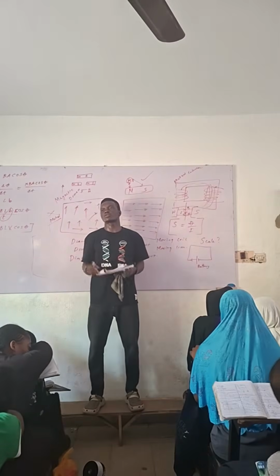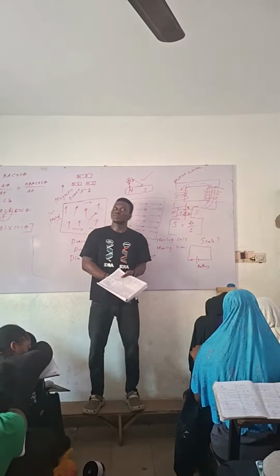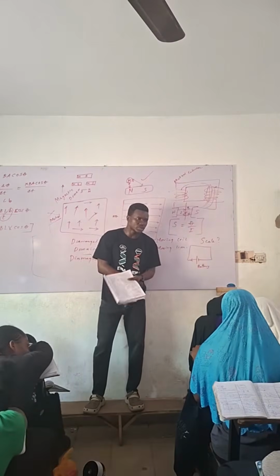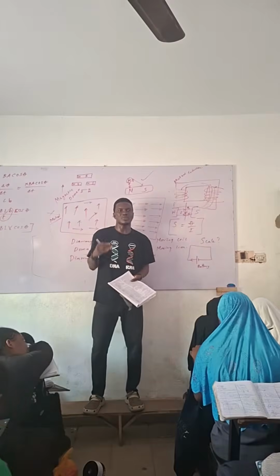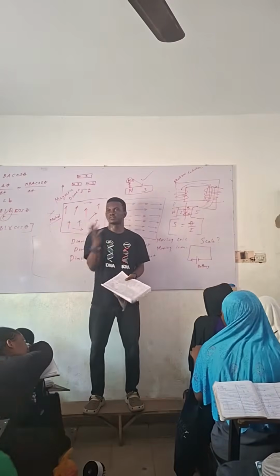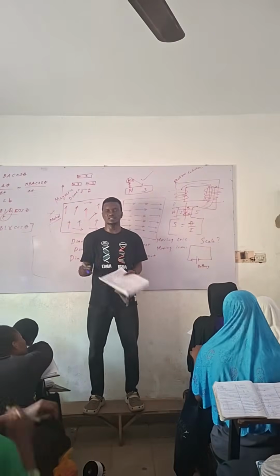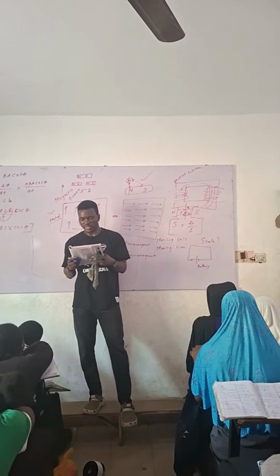Option E is what? Commutator. Commutator is directly related to DC, yes, because it's the one that makes the current only go in one direction. Which one is next?